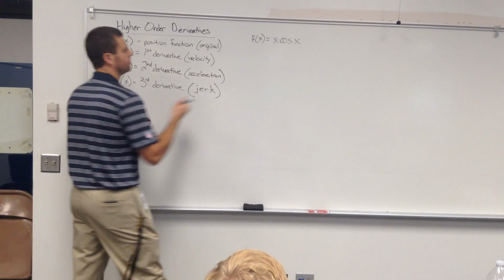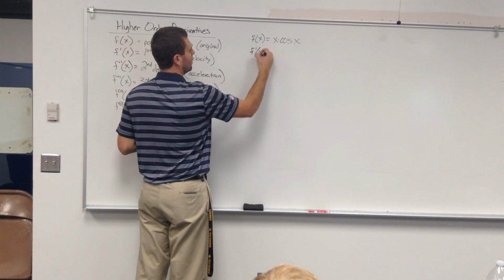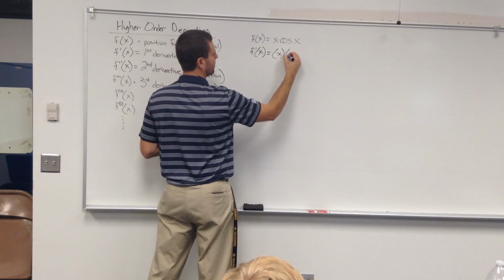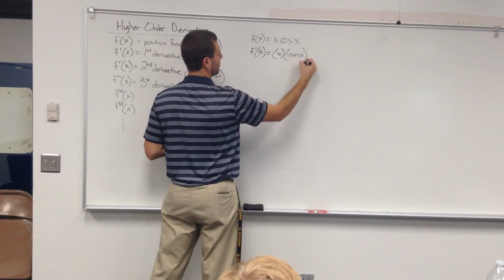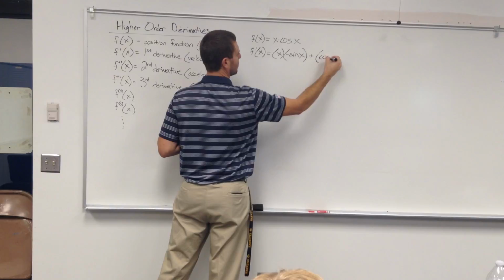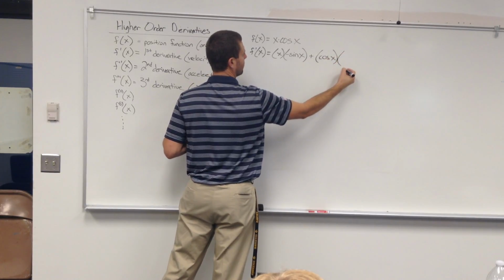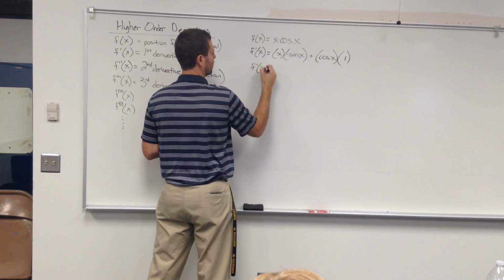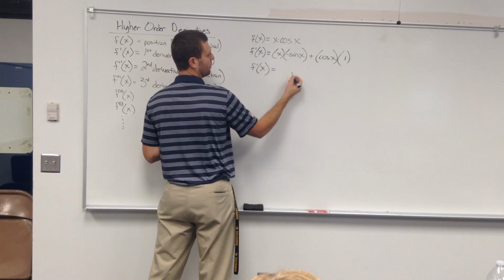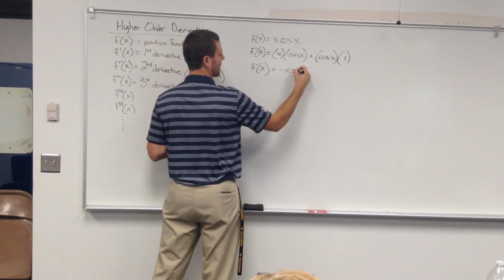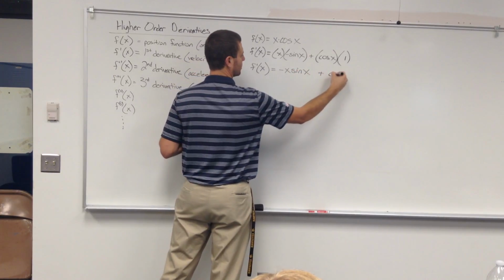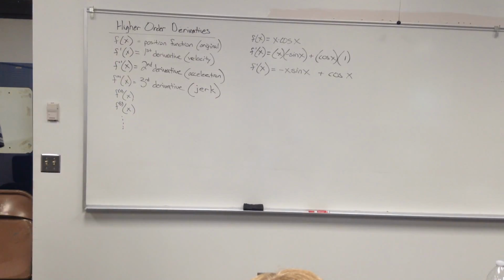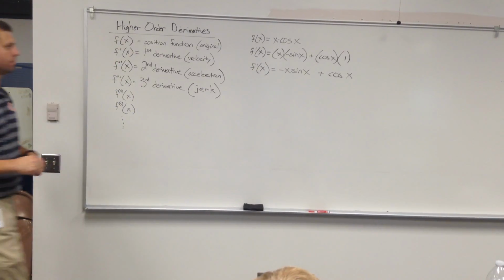Product rule. Okay. So f prime of x will equal 1 times d2, negative cosine, negative sine. Oh, sorry. Plus 2. I wrote the wrong thing. d1. So to summarize, my first derivative will be negative x sine x plus cosine x. So that would be your first derivative.